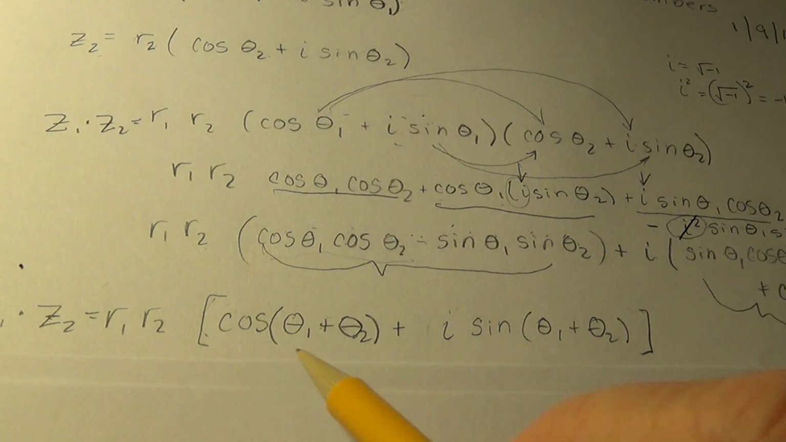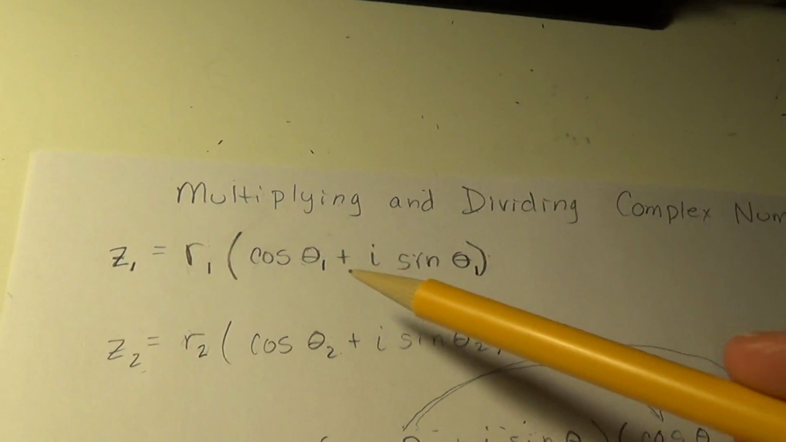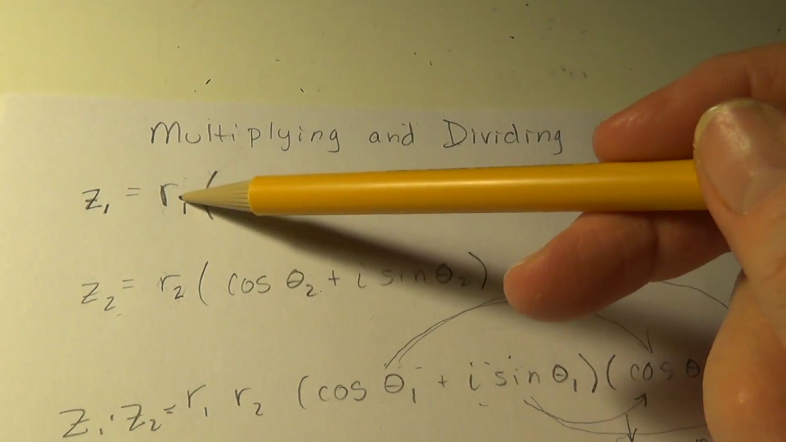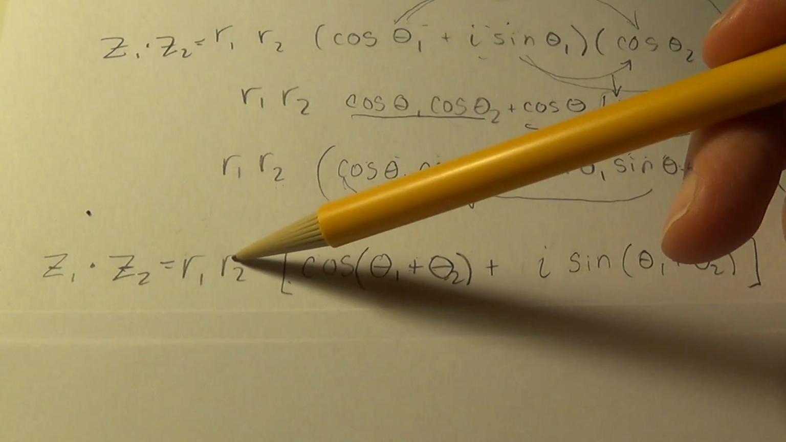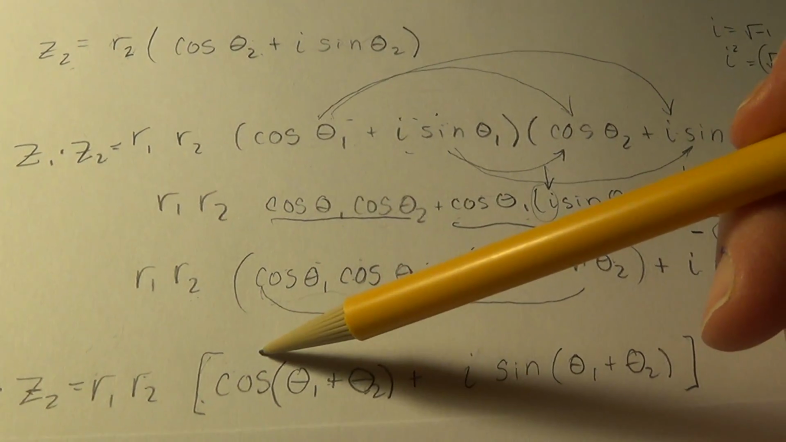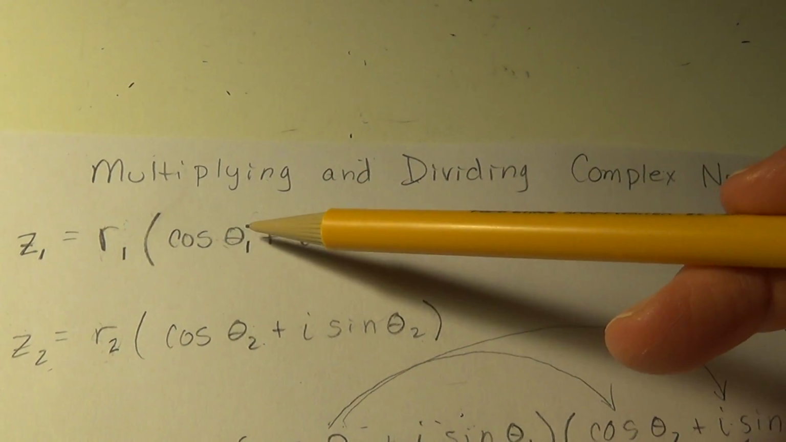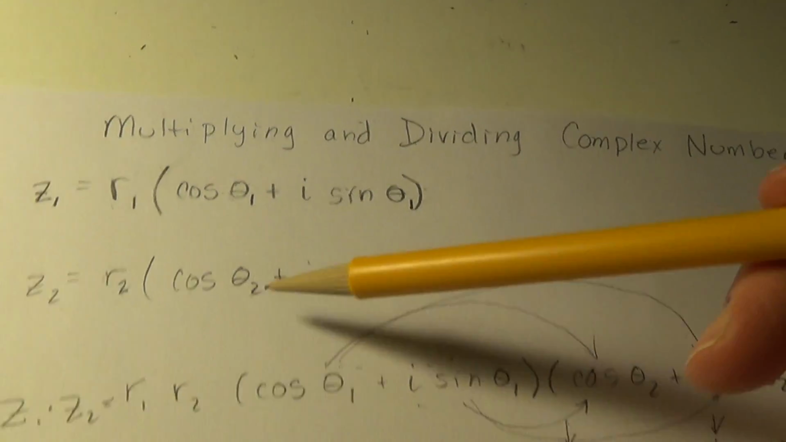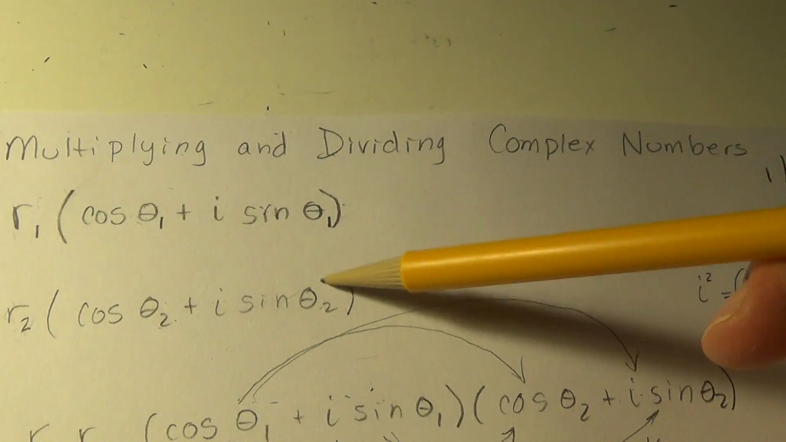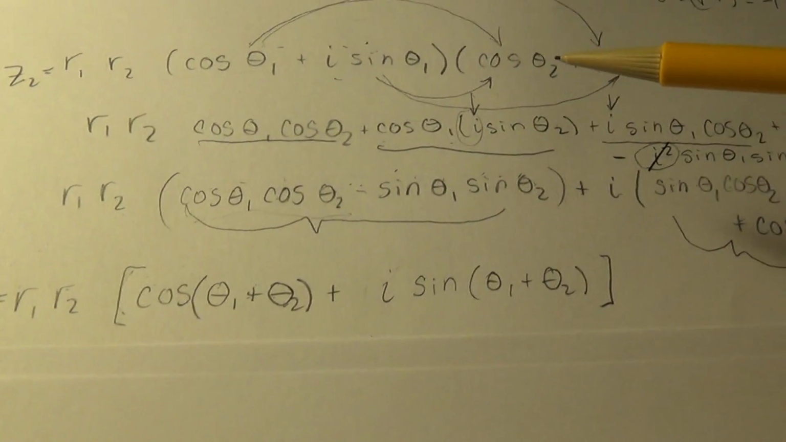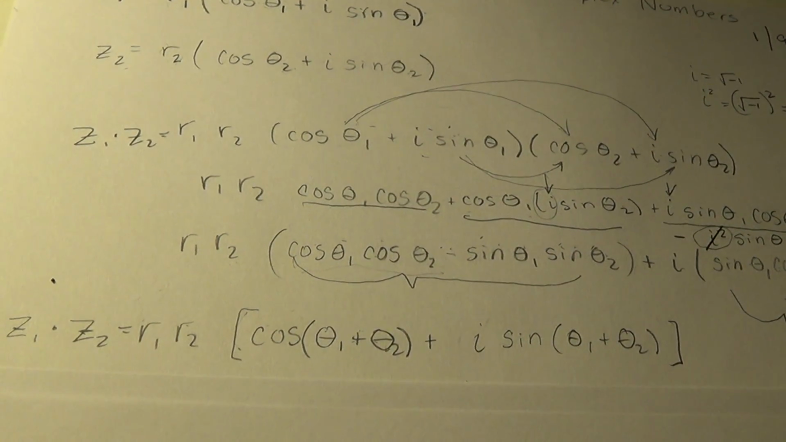So here's the pattern. When you multiply two complex numbers, here are the two that we started with. First you multiply the magnitudes, so here that shows up as r1 r2. Then you take the cosine of the sum of the angles, cosine of theta 1 plus theta 2, and then i sine of the sum of those two angles, theta 1 plus theta 2. That is quite doable, and we'll do one in a minute.